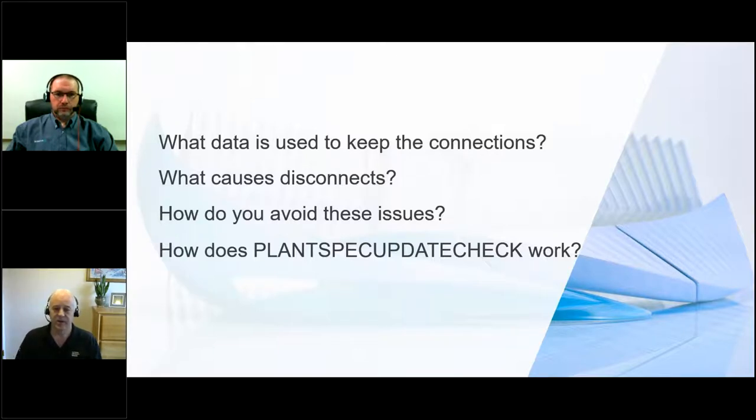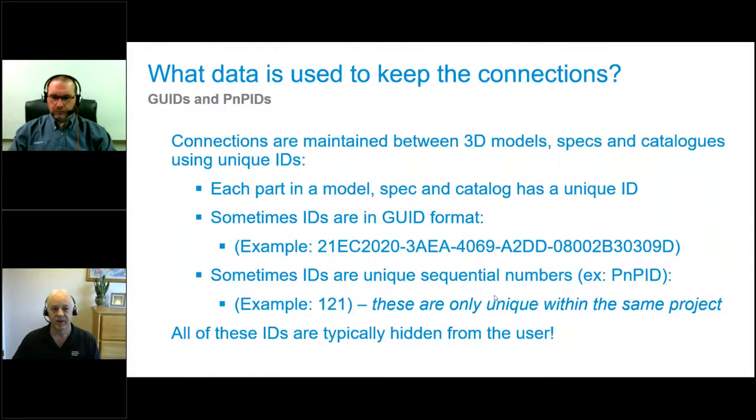What are the important things that you need to know about what causes disconnects, and how can you avoid these issues? And then finally, the plant spec update check command, which is a command that you would execute inside Plan 3D in the 3D model, how that works and what settings are available there. So these are the key topics, and we'll jump right into what data is used to keep the connections.